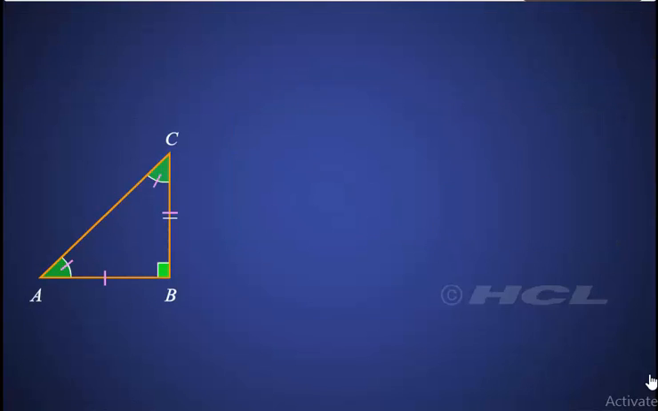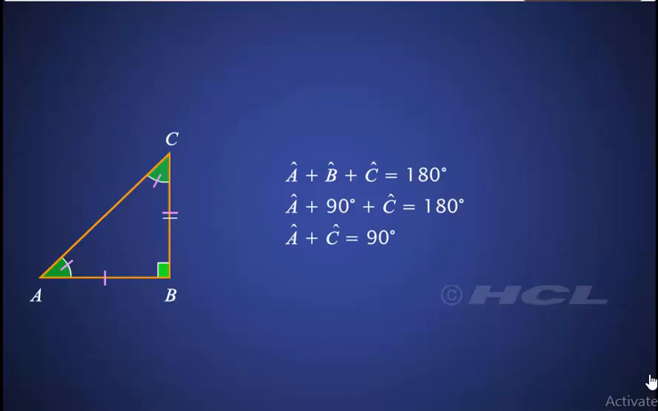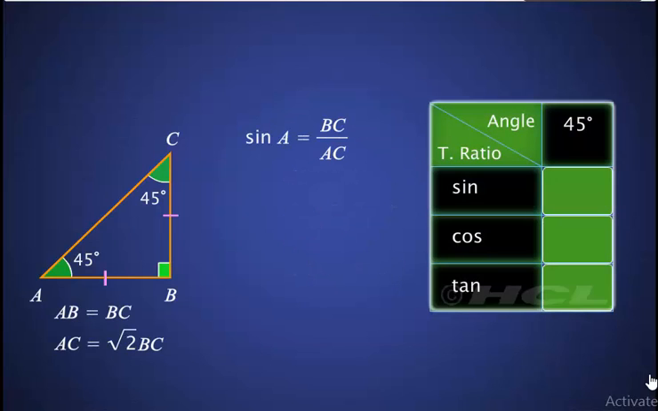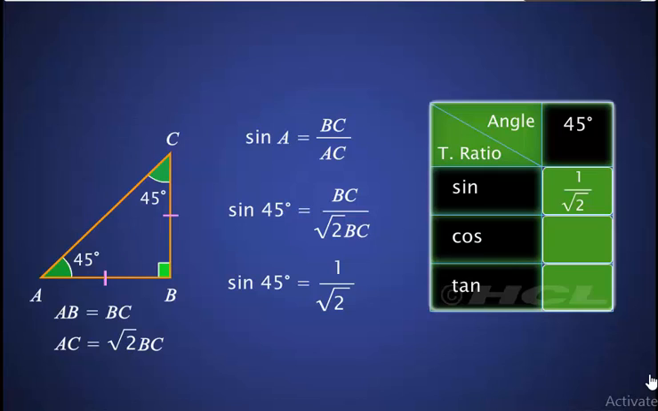Since the sum of the three angles in a triangle is 180 degrees, angles A and C are each equal to 45 degrees. By applying Pythagoras' theorem, we get AC is equal to the square root of 2 times BC. Since the sine of angle A is opposite side over hypotenuse, the value of sine 45 degrees is equal to 1 over the square root of 2.